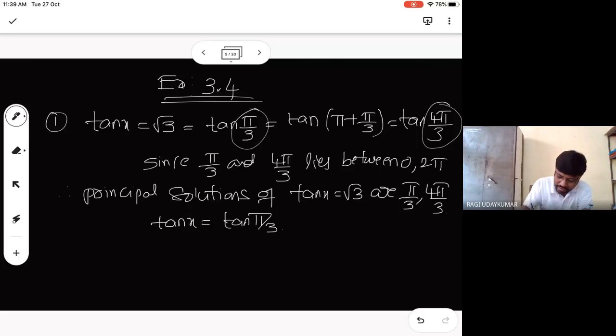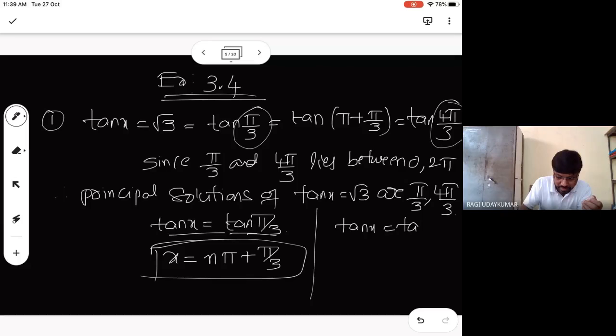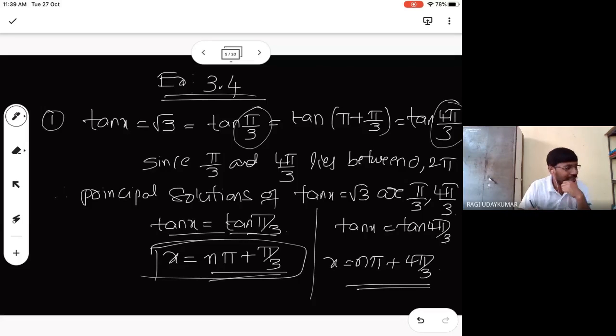So x equal to what will it be? What is the general solution? n pi plus y. What is in the place of y here? Pi by 3. And you may ask, sir, if I take tan x equal to tan 4 pi by 3, then the general solution we are going to get is n pi plus 4 pi by 3. So the two general solutions are looking different, isn't it?